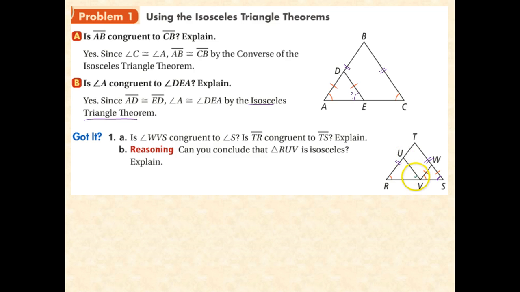Just by looking at it, you might say, hey, that kind of looks like it's about the same as angle V. But is there any real information in there that tells us that that's the case? If we somehow knew that segment UV was parallel to segment TS, we might be able to make an argument there with alternate interior angles, but we just don't have that information. We don't have enough information to say that our triangle RUV is isosceles. We just don't have it.